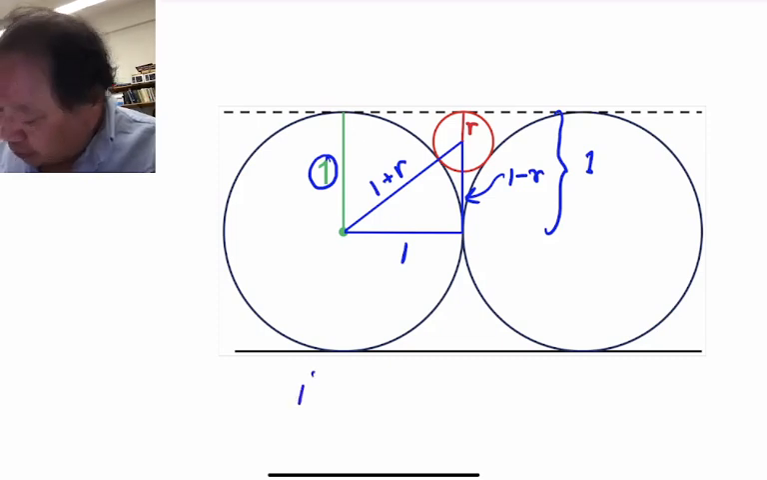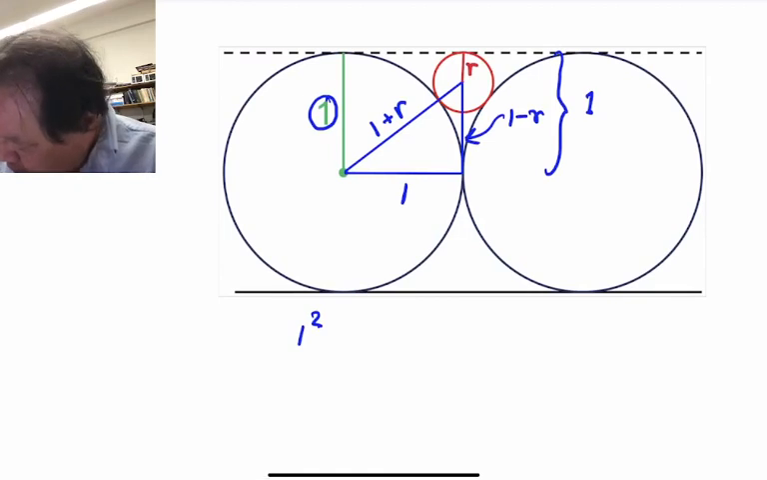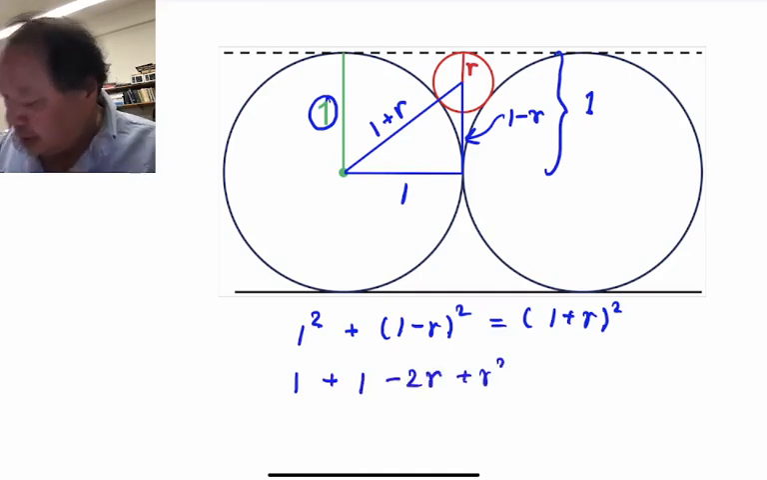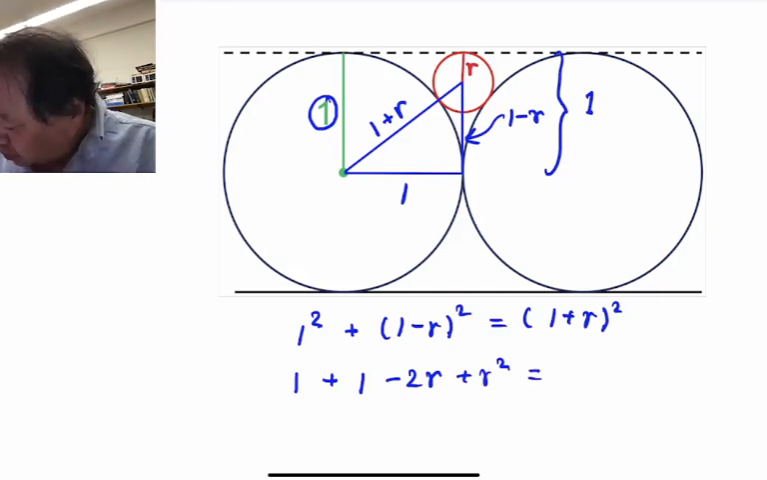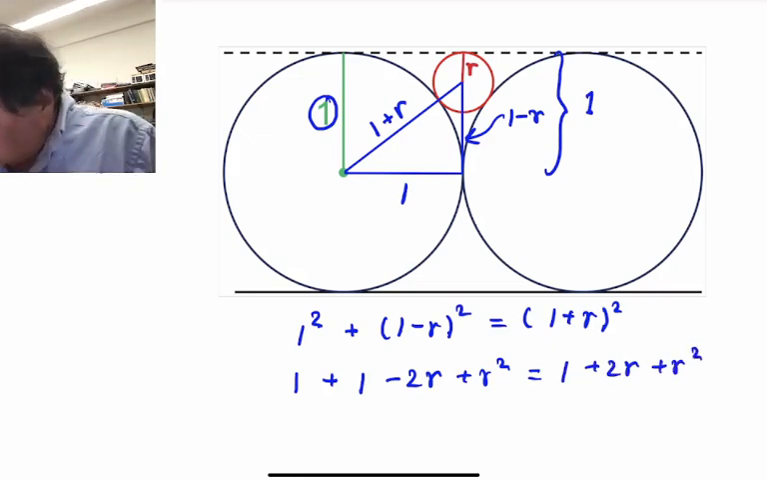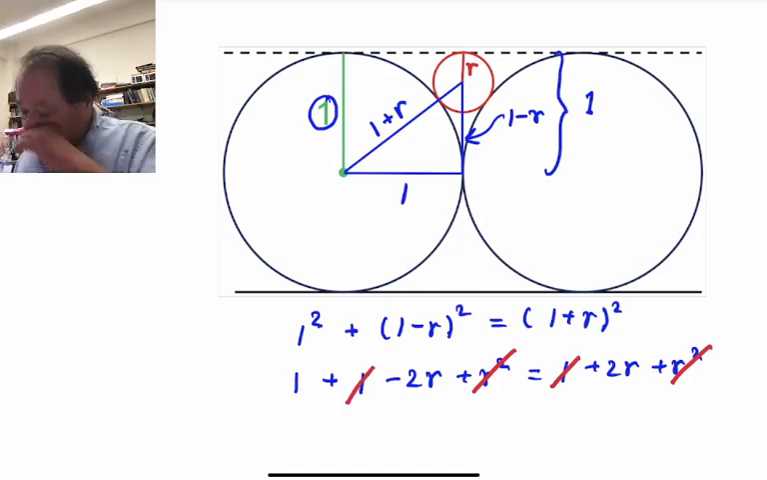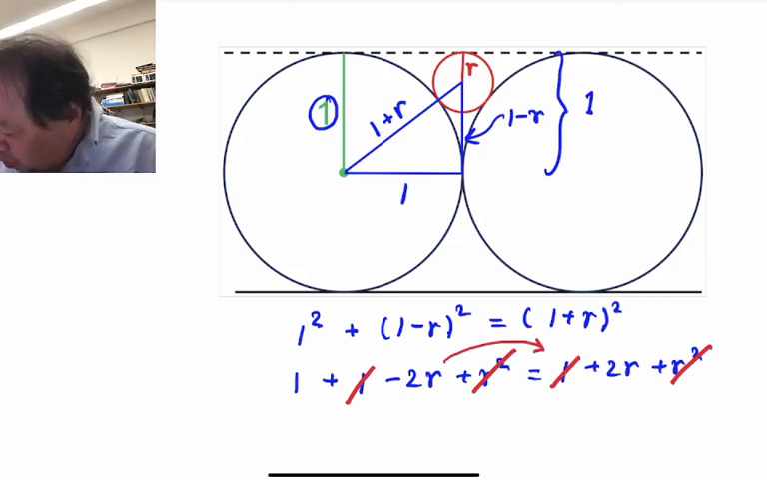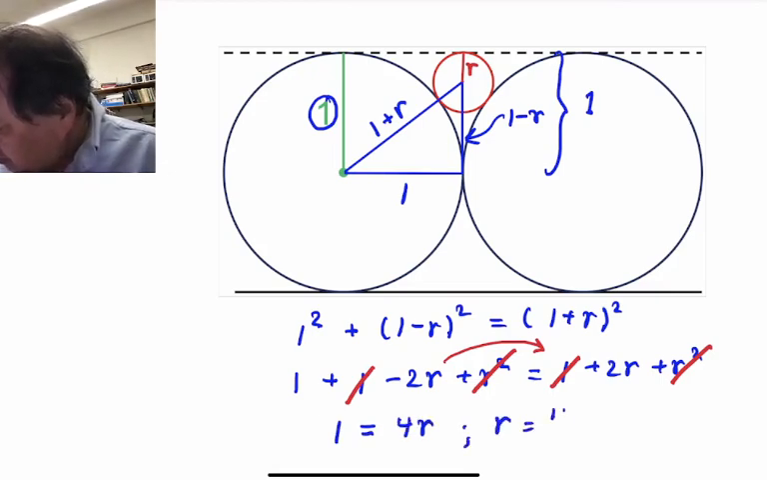The two legs are 1 squared, we're using the Pythagorean theorem, plus 1 minus R squared, and that has to equal 1 plus R squared. And that gets us 1 plus 1 minus 2R plus R squared. We expanded the expression on the left, and it is equal to 1 plus 2R plus R squared over here. And we can cancel out a bunch of terms. There's an R squared on both sides, which cancels. And there's a 1 on both sides that cancels. And if we bring this 2R term over to this side, we end up with 1 is equal to 4R, and that makes R equal to 1/4.